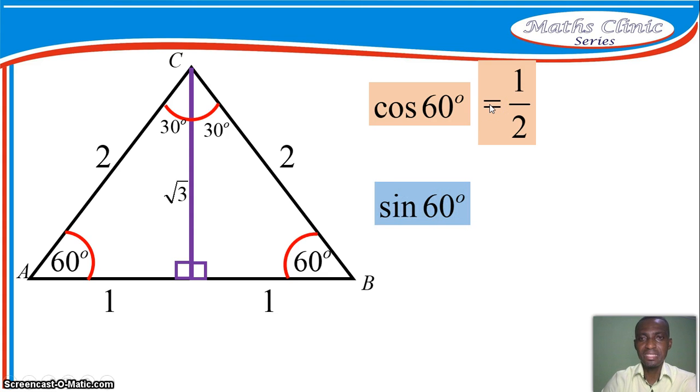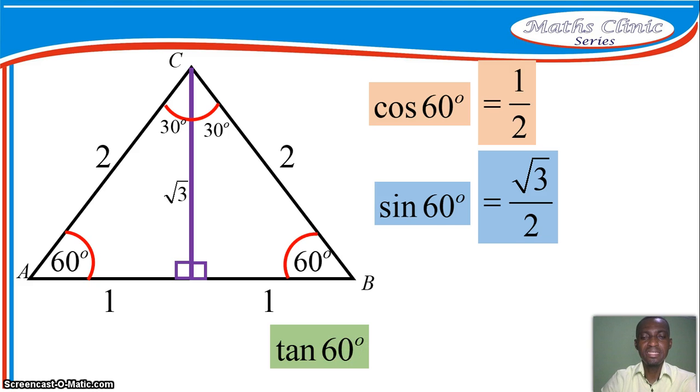If I say sine 60, sine is opposite over hypotenuse. The opposite of 60 is root 3, and its hypotenuse is 2. And for that matter, we get root 3 over 2. If I do the same thing for tan 60, tan is opposite over adjacent, and so that will give us root 3 over 1, which is the same as root 3.